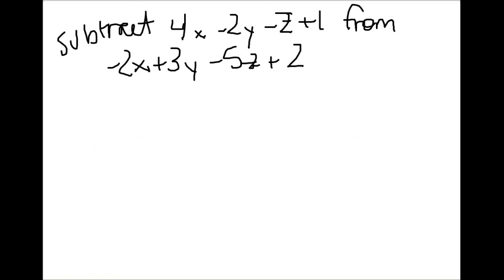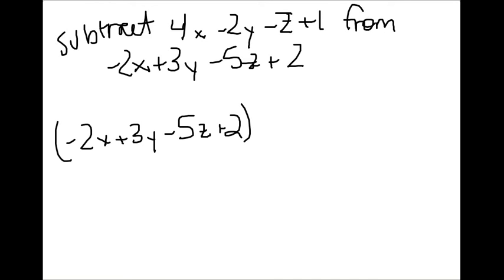Okay, this one's a little hard to read, so I'm going to read it to you. But it says subtract 4x minus 2y minus z plus 1 from negative 2x plus 3y minus 5z plus 2. So I'm going to rewrite them, and remember, since I'm subtracting, that first polynomial from the second one actually is written first. So I'm going to do negative 2x plus 3y minus 5z plus 2 minus, in parentheses, 4x minus 2y minus z plus 1.